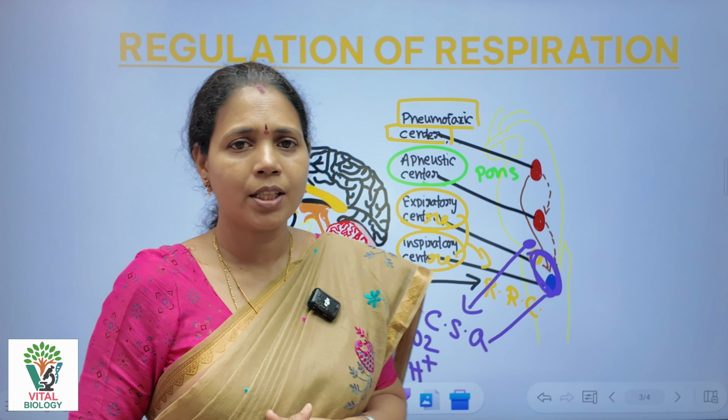As we have studied, the pneumotaxic center promotes shallow, slow breaths, whereas in the case of the apneustic center, the respiration process is fastened up. So that is the difference between the pneumotaxic center and the apneustic center. Both are opposite to each other in their function.